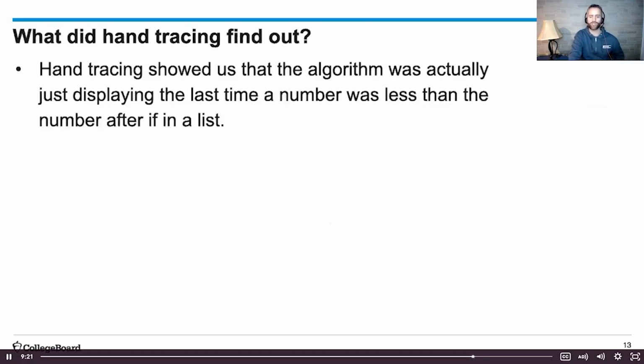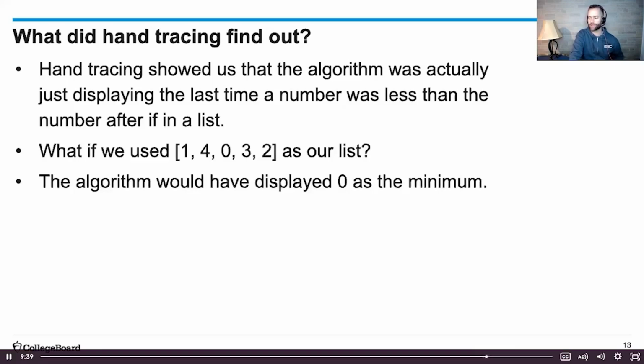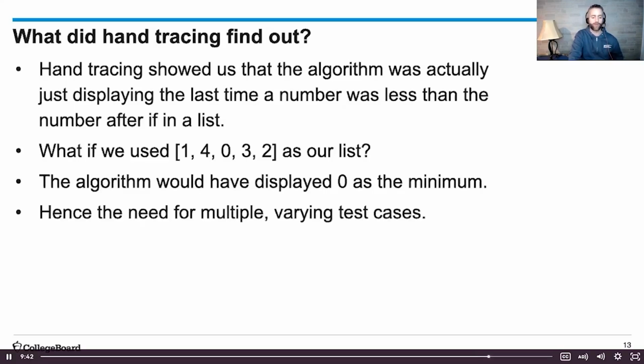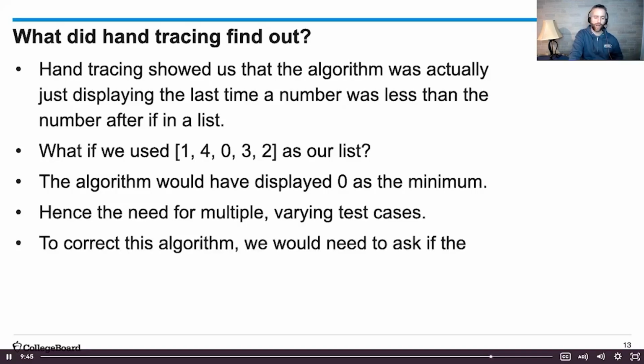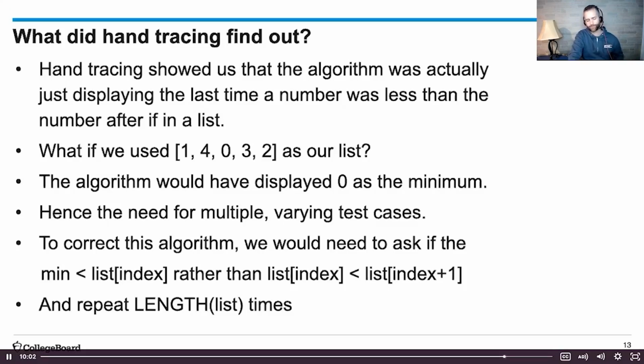So hand tracing showed us that the algorithm was actually just displaying the last number that was less than the number after it in the list. What if we used 1, 4, 0, 3, 2 as our list? Well, if you go back, you could see the algorithm would have displayed 0 as the minimum, hence the need for multiple varying test cases. Now, to correct this algorithm, we would simply need to ask if the minimum is less than the list index rather than the list index is less than the list index plus 1. And then we would need to repeat the length of the list times rather than the length of the list minus 1 times.